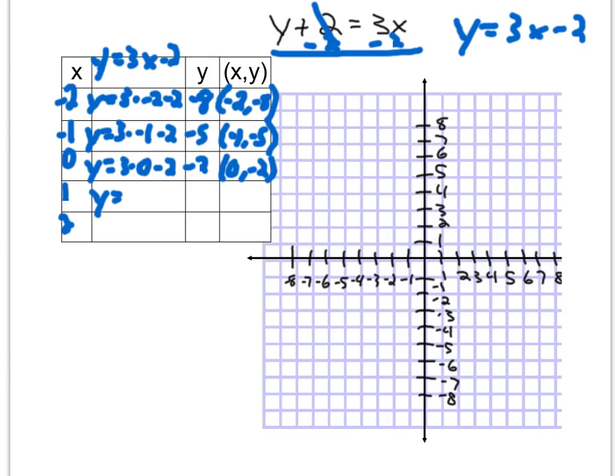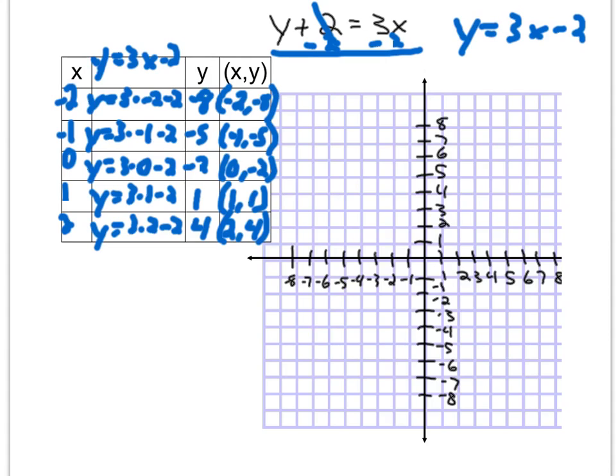Then y equals 3 times 1 minus 2. 3 times 1 is 3, minus 2 is 1. So I got an ordered pair of 1, 1. And lastly, y equals 3 times 2 minus 2. 3 times 2 is 6, minus 2 is 4. So my last ordered pair is 2, 4.